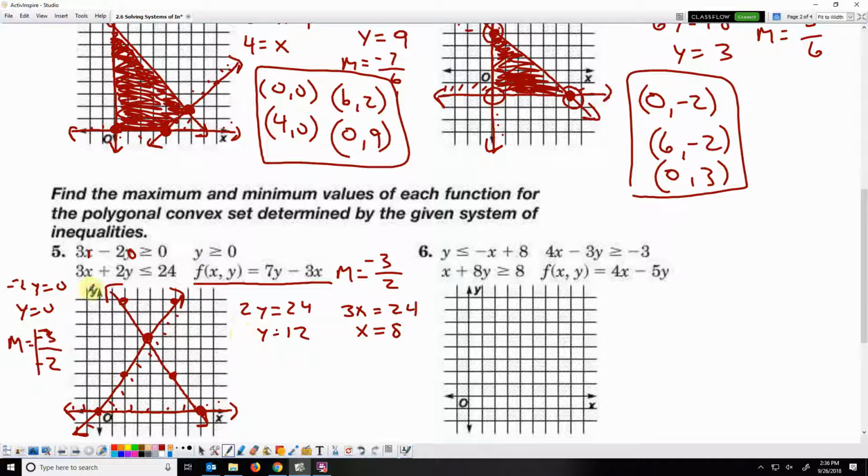Okay, and when I test the origin, I get 0 plus 0 is less than or equal to 24. That is true, so shade toward the origin, and it's inside this triangle that got shaded all 3 times.